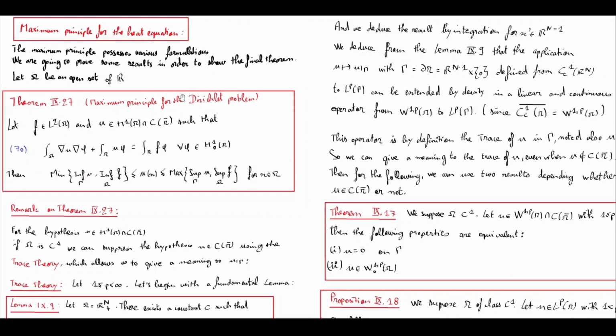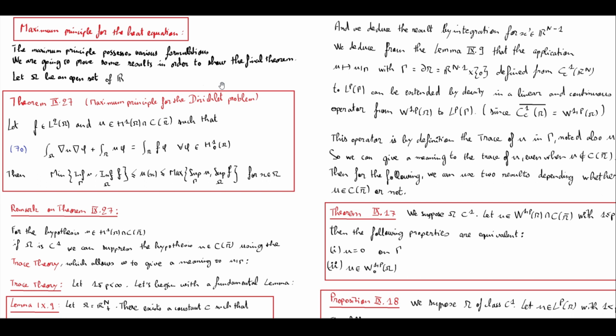Hello everyone, in today's video we're going to talk about the maximum principle for the heat equation. The maximum principle possesses various formulations. We're going to prove some results in order to show the final theorem. Let omega be an open set of R^n.